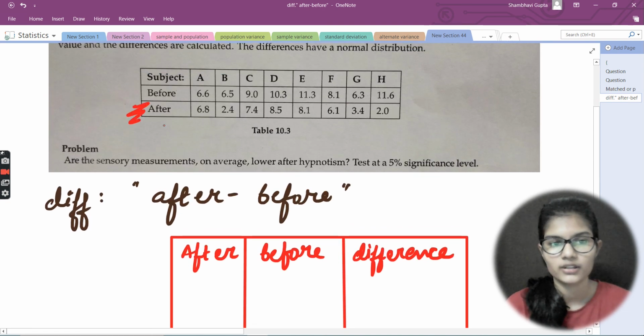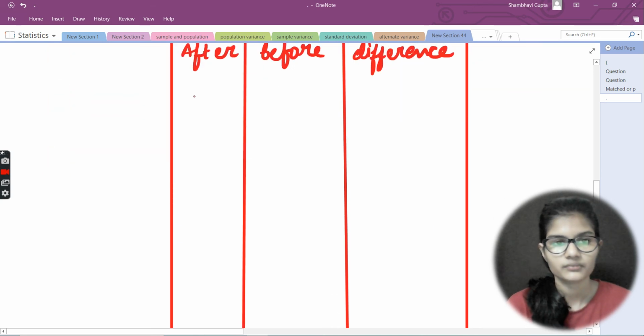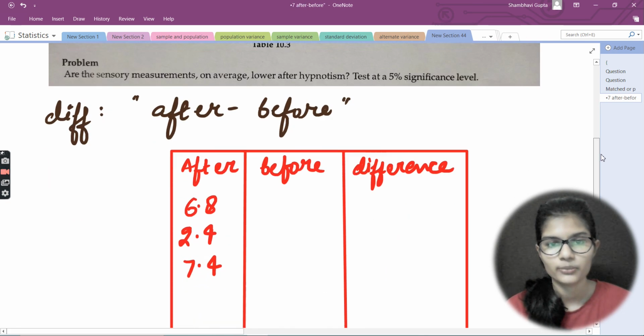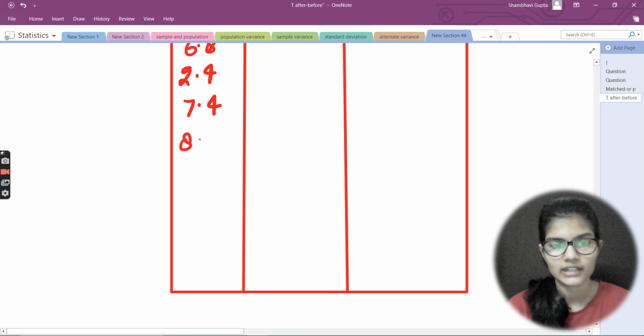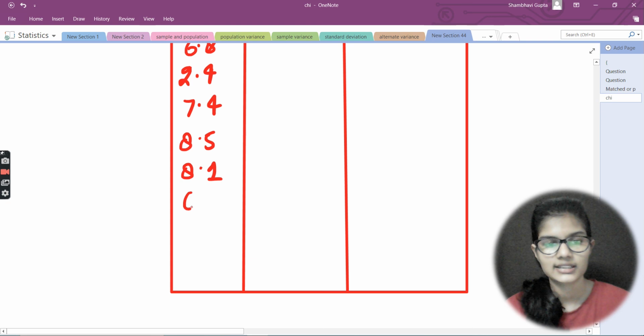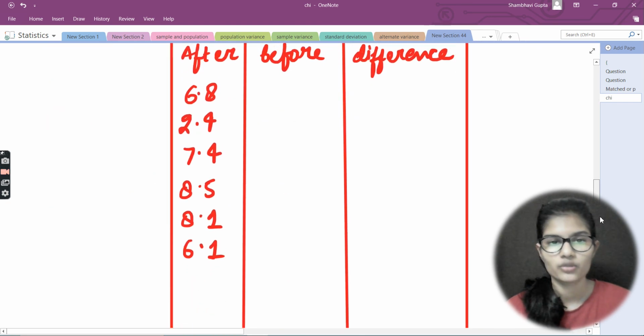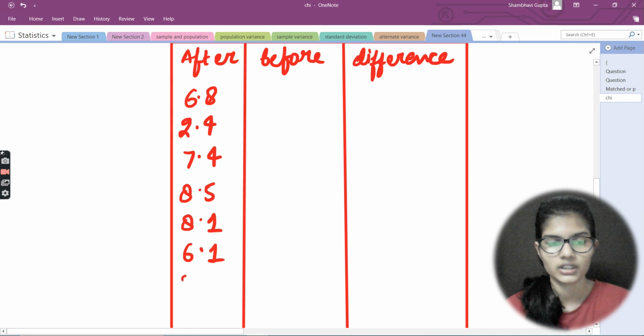Let's see the after values. After is this down one, not the above one. So we have 6.8, 2.4, 7.4, then 8.5, 8.1, 6.1. And above we have 3.4 and 2.0. So here go the 3.4 and 2.0.